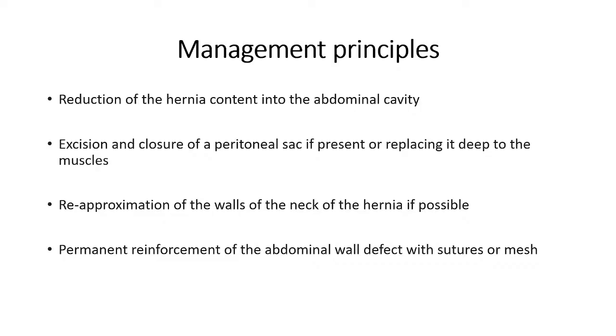Then, if the sac is large enough, we excise the sac and close the sac. And the fourth one is the reinforcement of the abdominal wall, so that it does not recur. So, first we have to dissect and reduce the content, excise the sac and close the neck of the hernia, and strengthen the posterior wall. So, these are the 4 steps done to repair the hernia. There may be different ways of doing them, but the principle remains the same.